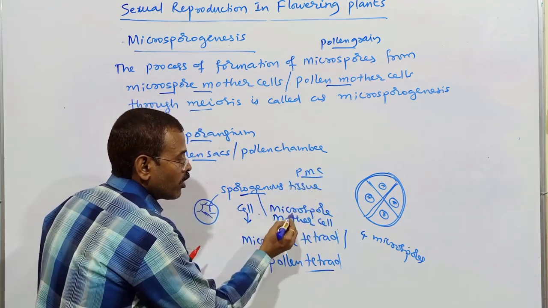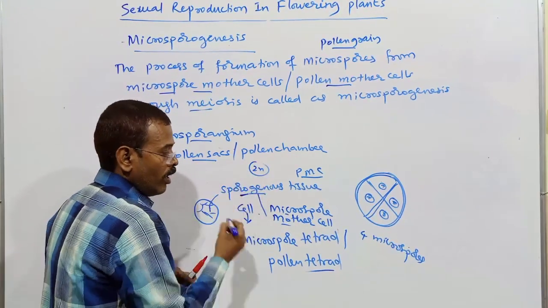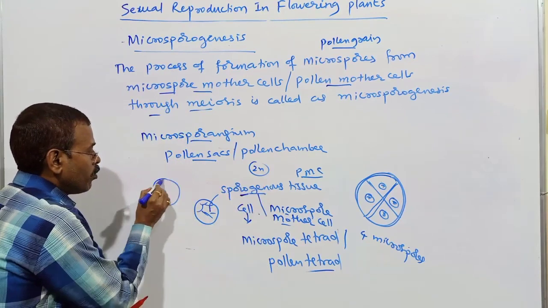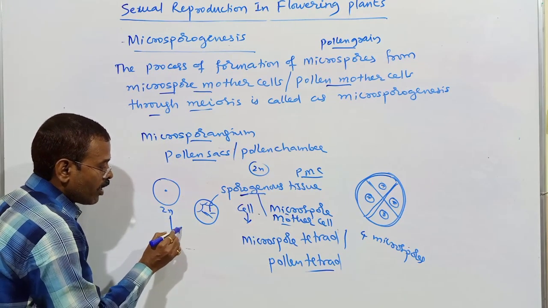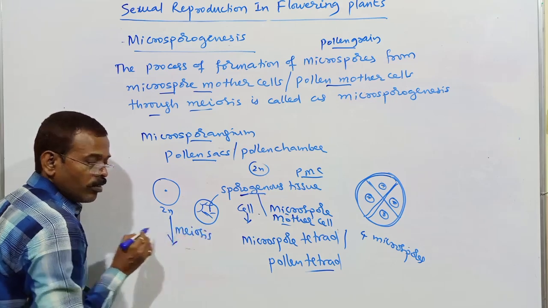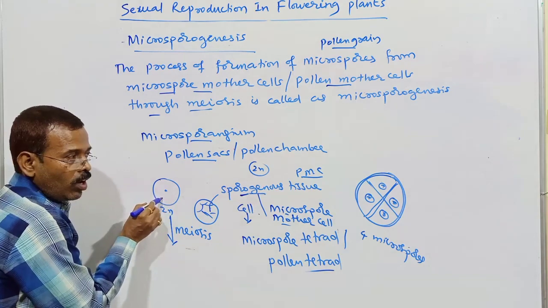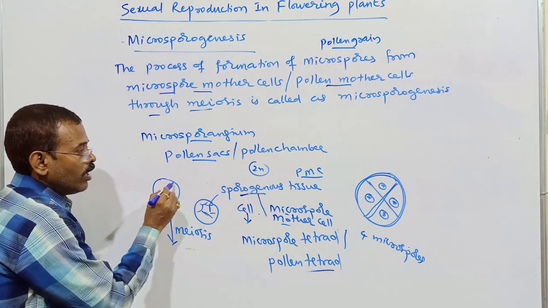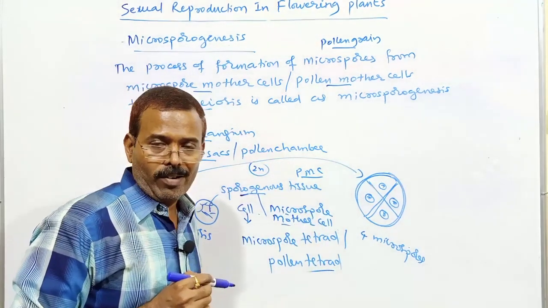So this microspore mother cell or pollen mother cell is diploid. See, this is a pollen mother cell which is diploid, and it carries out meiotic division, and leads to the formation of the microspore tetrad like this.